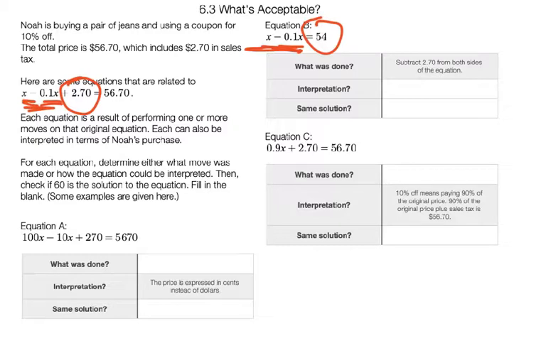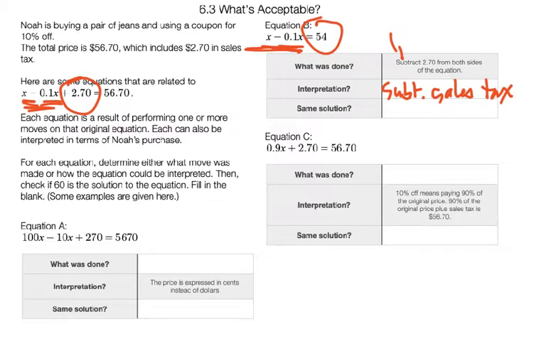So what was done right here is they subtracted $2.70 from both sides of the equation. Both sides. Remember, I said they multiplied everything by 100 on both sides? Well, same thing here. What was done? Subtracted 270 from both sides. What's the interpretation? They subtracted the sales tax. That's what they did. They got rid of it. They took it away. Okay?